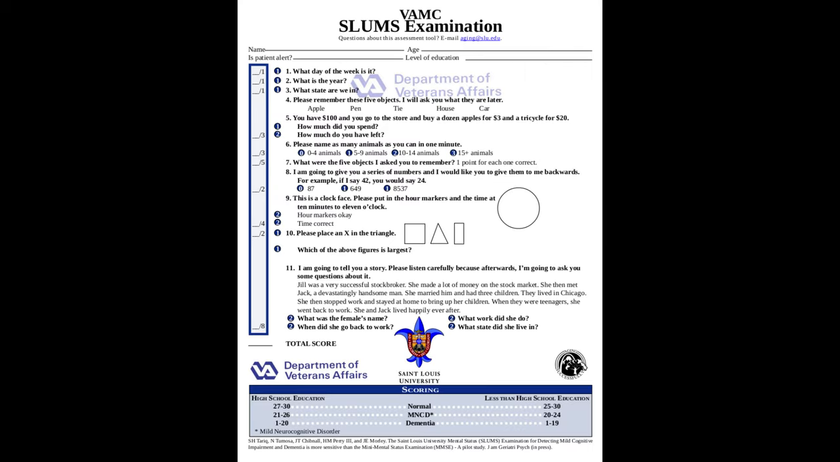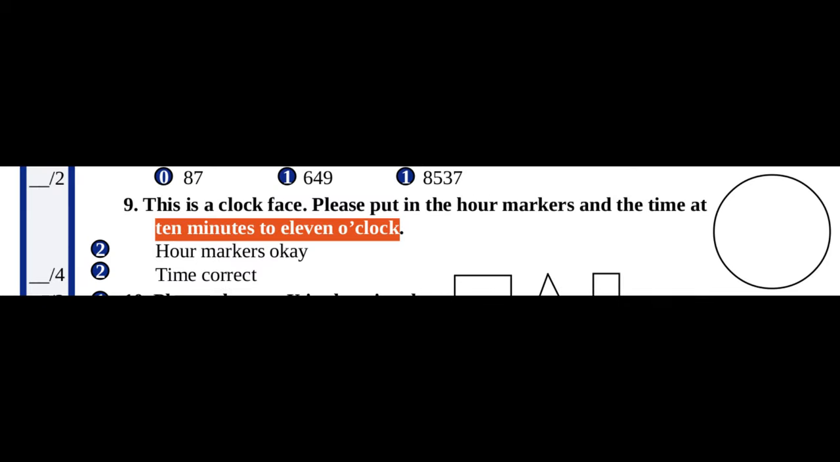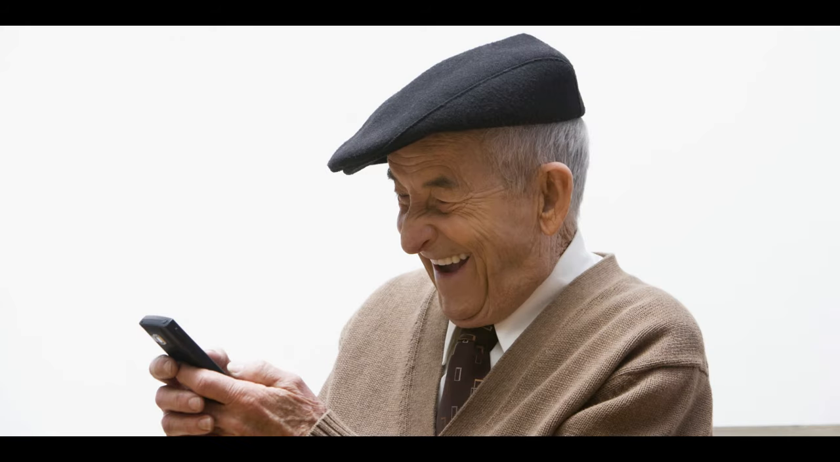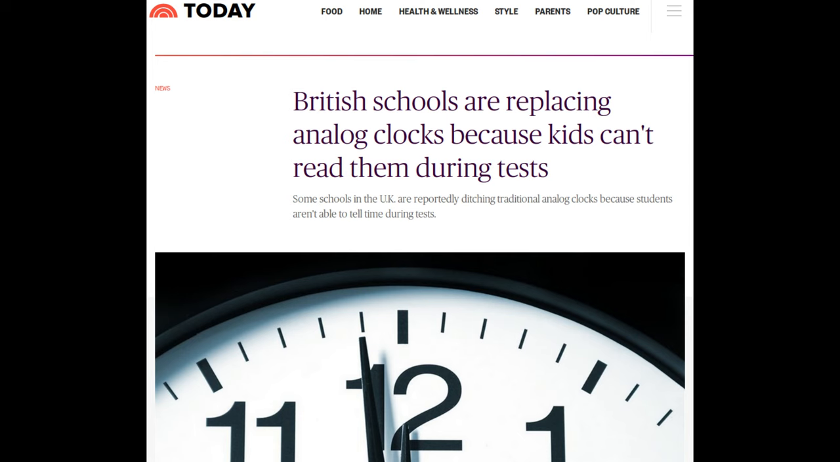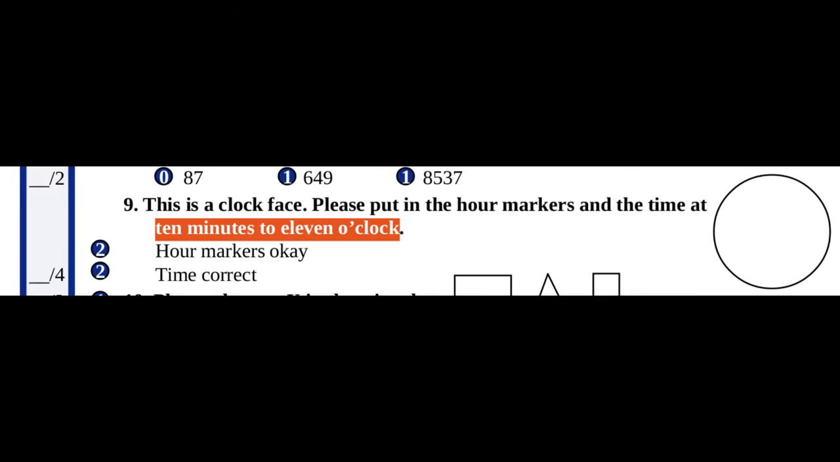Note that we ask patients to draw 10 past 11. This is an important distinction when you compare this clock drawing to that of the SLUMS. If your patient isn't paying attention or doesn't know how to tell time, they see the numbers 10 and 11, and draw arrows to those, that's incorrect. Contrast this with the SLUMS, in which the patient is asked to draw the time 10 minutes to 11 o'clock, in which case the arrows will be pointing to 10 and 11.